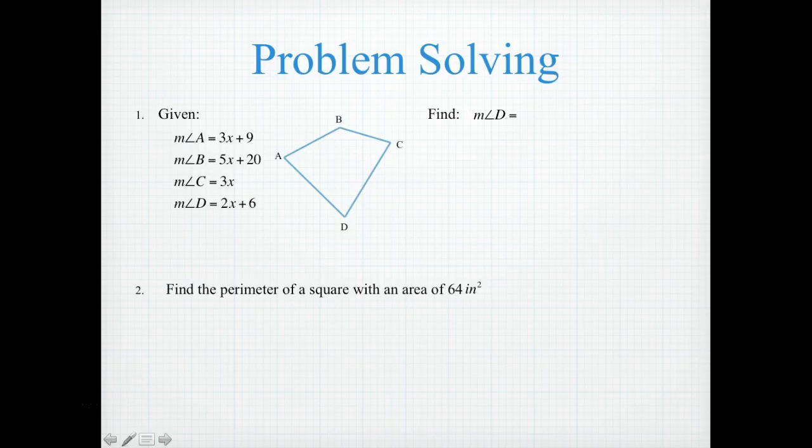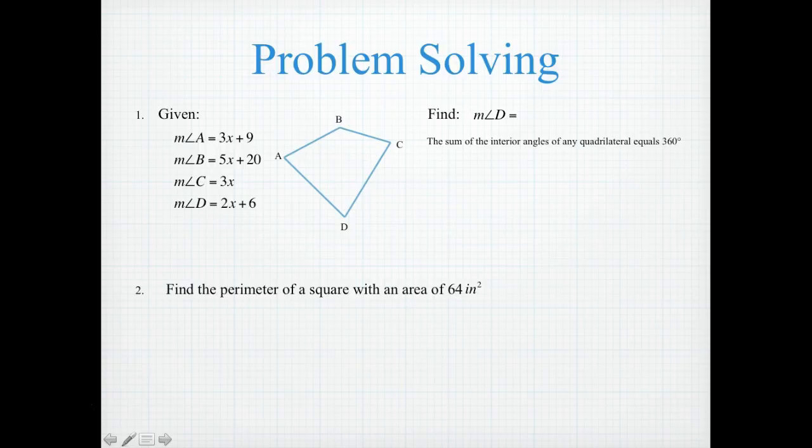In the first example, we're given quadrilateral ABCD, and we're also given the expressions for each angle. The measure of angle A is given as the expression 3x plus 9, angle B is 5x plus 20, angle C is 3x, and angle D is 2x plus 6. And we're asked to find the measure of angle D.